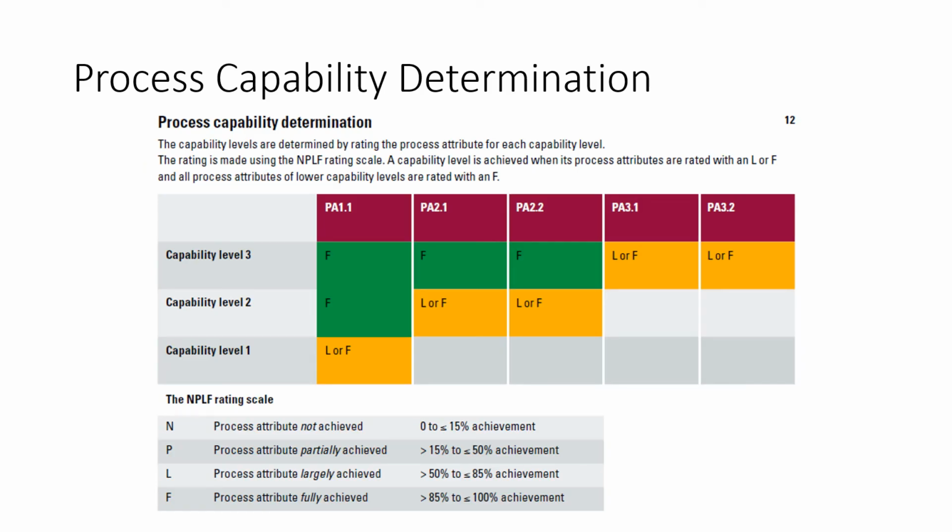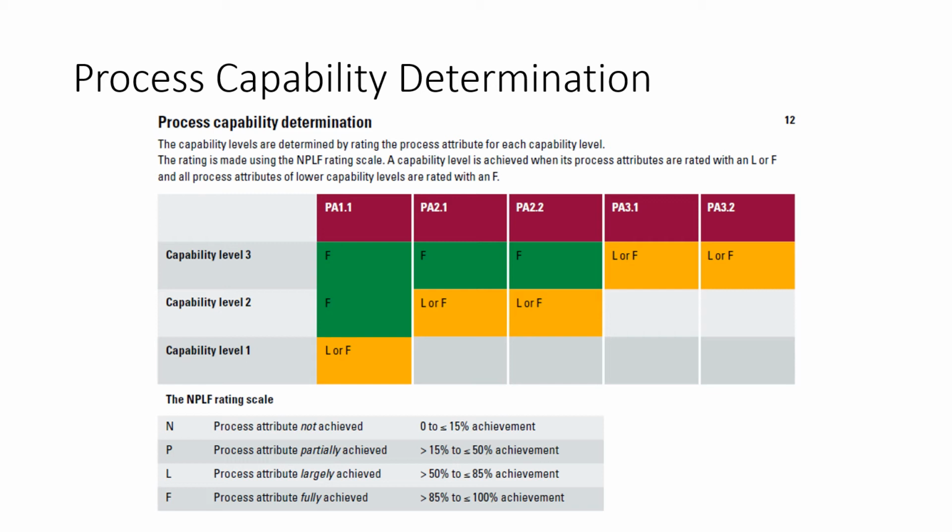So for process capability determination, we have 4 different categories called NPLF. N is not achieved, P is partially achieved, L is largely achieved, and F is fully achieved. Not achieved is 0 to 15%, partially achieved is 15 to 50%, largely achieved is 50 to 85%, and fully achieved is 85 to 100%.